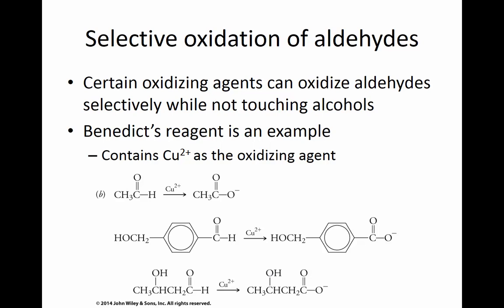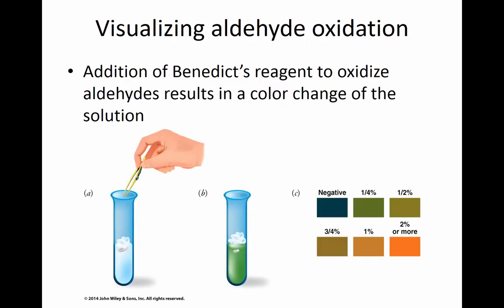And Benedict's reagent is such a thing that we can visualize the oxidation that's going on. So we add Benedict's reagent to oxidize aldehydes, which results in a color change of the solution. You can see the blue color means the reaction did not happen, and we get varying colors between green and orange, which tells us that Benedict's reagent has done its job.